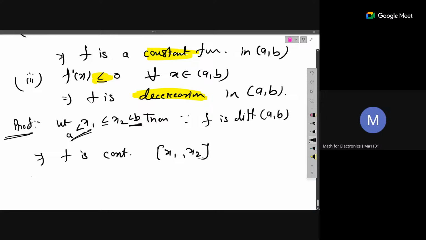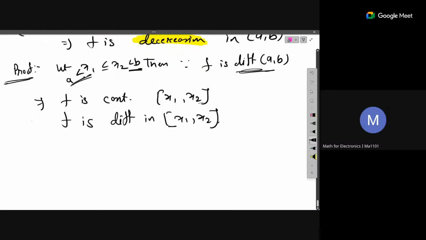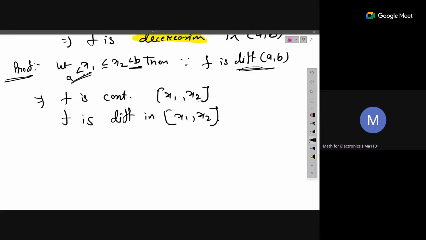Also, since we have differentiability here, we can also imply that f is differentiable in the open interval (x1, x2). So that means we have our hypothesis conditions for applying the Mean Value Theorem. So by the Mean Value Theorem, there exists one x naught.